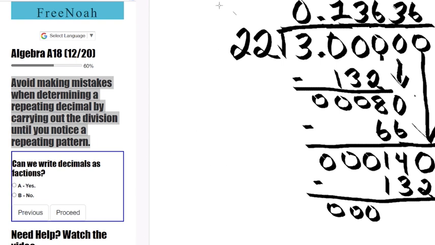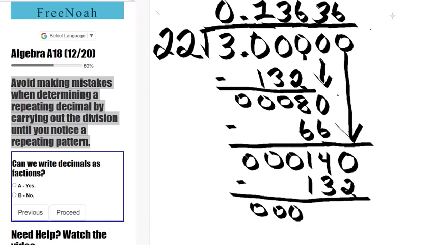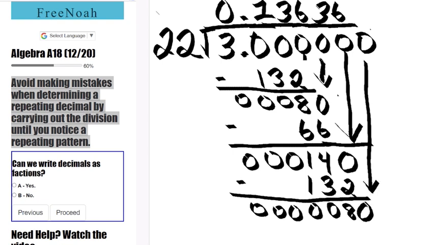And I'm running out of space once again. So I'm going to delete the original problem. Now we can go ahead and place another 0. We already noticed there's a pattern. How many times does 22 go into 80? Well, 3 times. This is our third 80. 22 times 3. Well, that'll give us 66. 80 minus 66. Well, that'll give us 14.